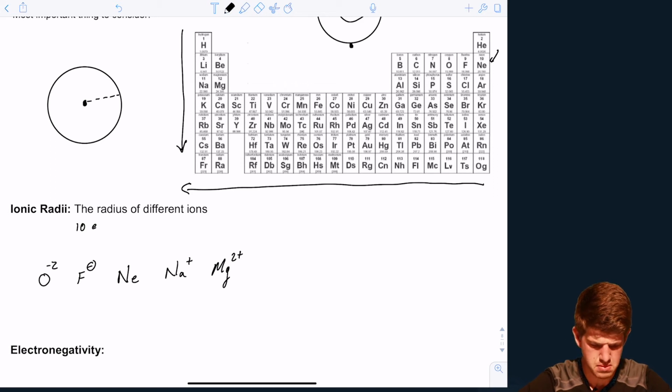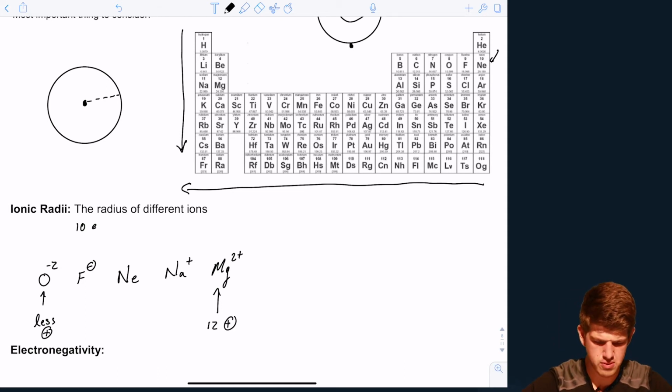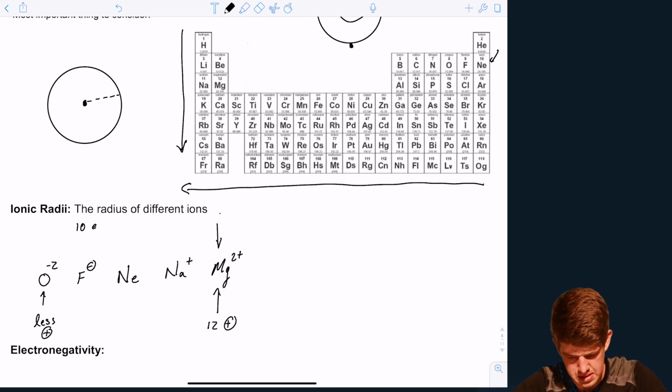Even though they have the same number of electrons, oxygen has a less positive nucleus, because it only has 8 protons, while magnesium will have 12 protons. So imagine that. How is this trend going to work here? Well, for ions, whichever ion has the largest atomic number is actually going to have the smallest radius.